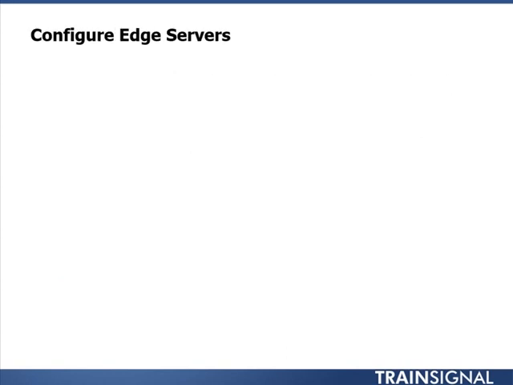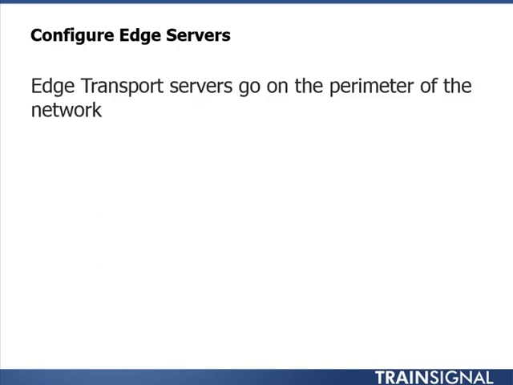When it comes to configuring edge servers, in this case we don't necessarily have an edge server to worry about, but depending on the organization that you're working with, this may be a subject that you have to consider. So edge transport servers go on the perimeter of the network. That means they typically go in what they call a demilitarized zone, a DMZ, where you have a firewall on one side and a firewall on the other.